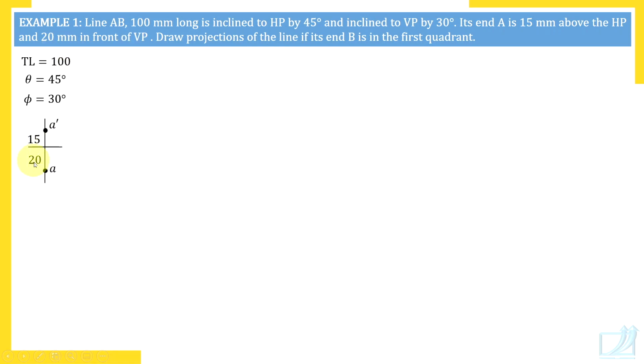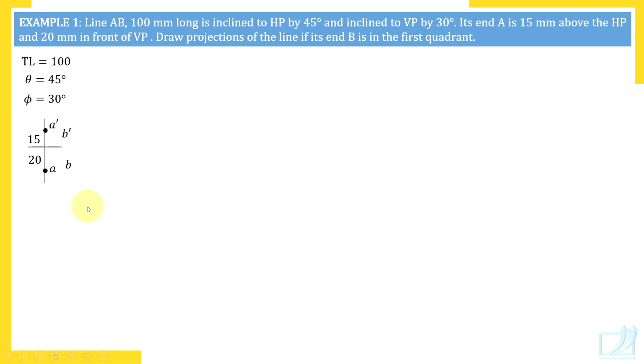In front of XY line measure 20 mm, and top view gives a distance from VP. Draw projections of the line if its end B is in first quadrant. End B is in first quadrant. First quadrant means front view of point B above XY line and top view below XY line. So this is the information in the problem.